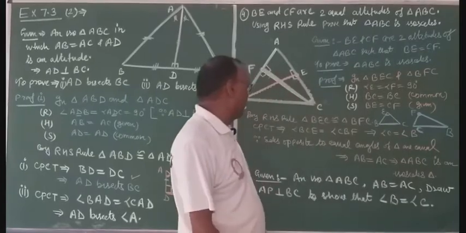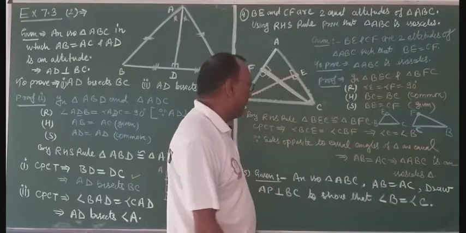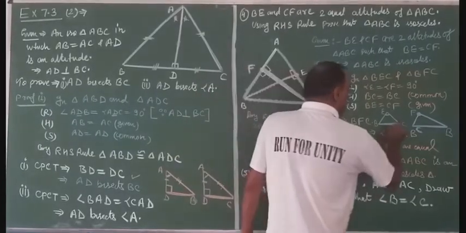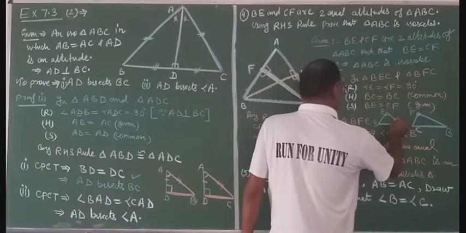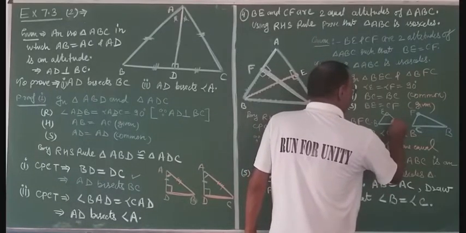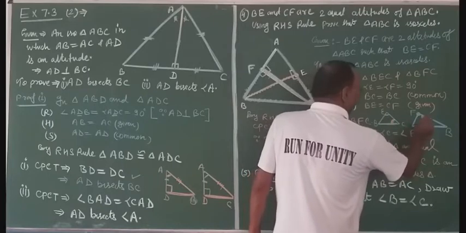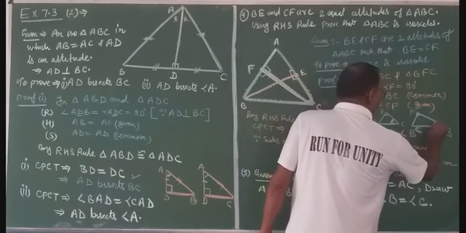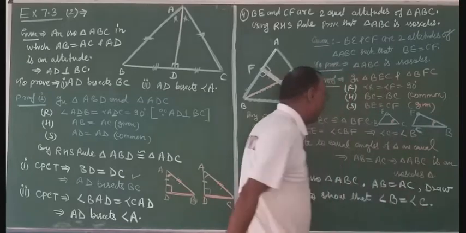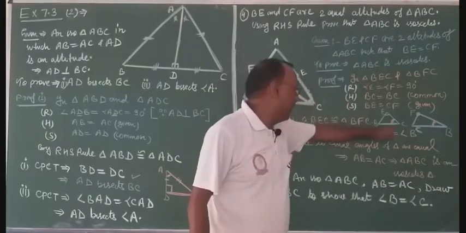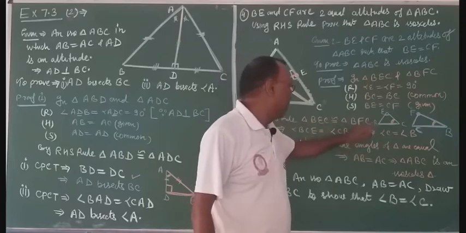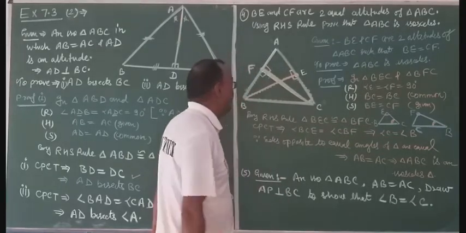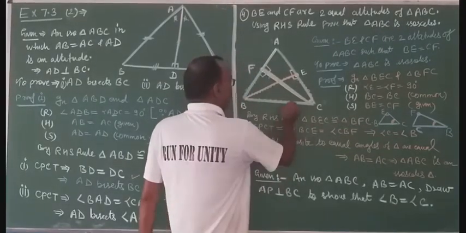What will happen? From CPCT, just look at this angle BCE. This should be equal to what? Angle CBF. Is it there? Angle BCE should be equal to angle CBF. Just look at angle BCE. Where is BCE?